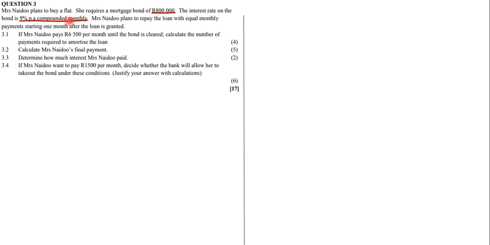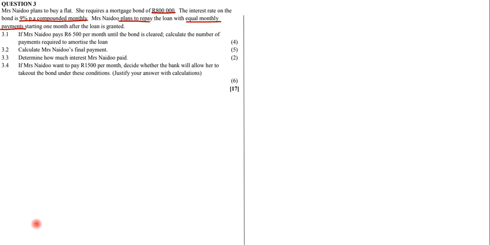Knowing that you can manage that, you then plan to repay that loan with equal monthly payments, starting 1 month after the loan is granted. So let's say you open the loan in August, but you start paying in September. That's basically what is happening here.